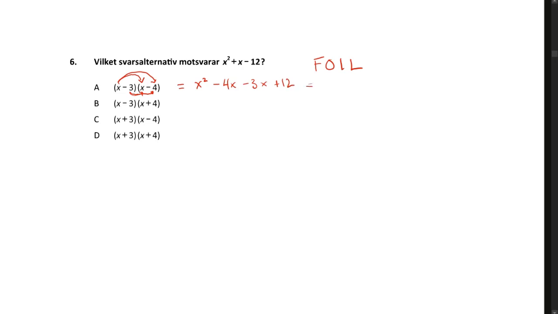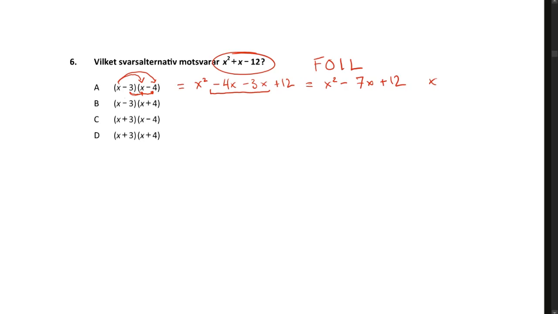And when you simplify that, you get x squared minus, if you have negative 4x minus 3x, it's going to be negative 7x plus 12. And that's not the answer that corresponds to that. So it can't be this one. Now try the next one.